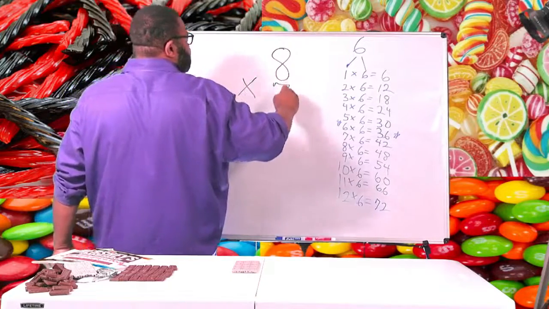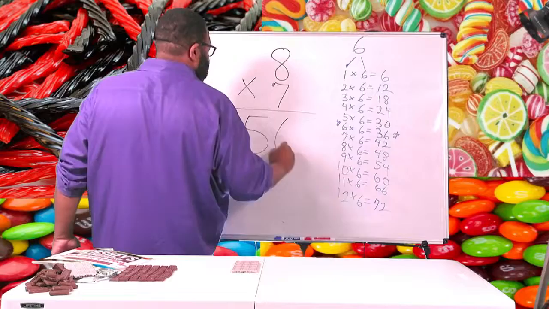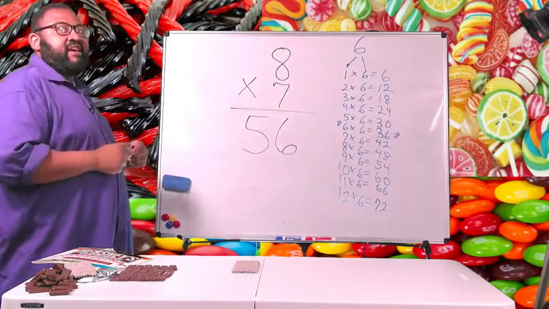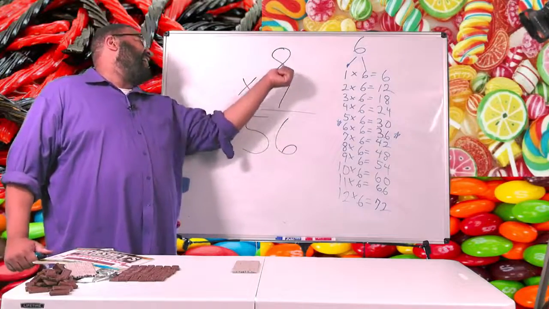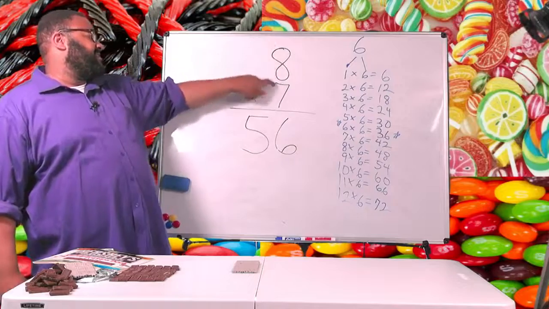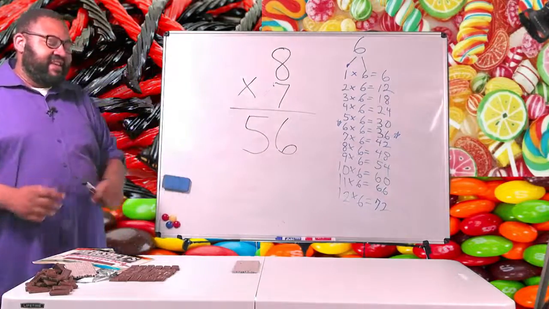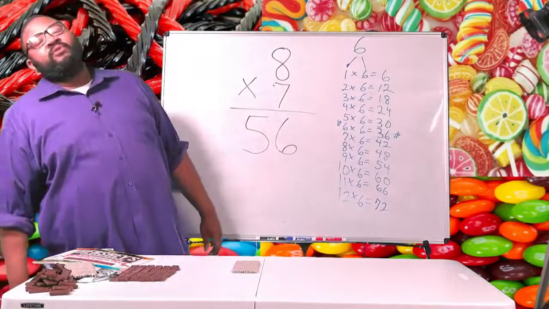times 7 is 56. 8 times 7 is 56. Why? Because 5, 6, 7, 8. 5, 6, 7, 8, or 8, 7, 6, 5. That is my favorite multiplication fact. And I'm going to end on that note.